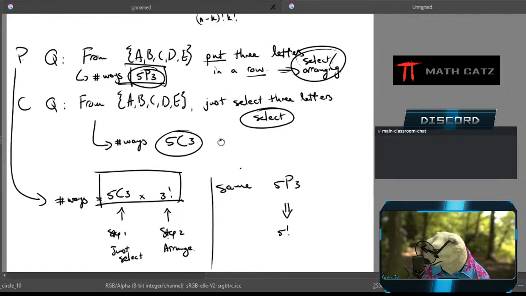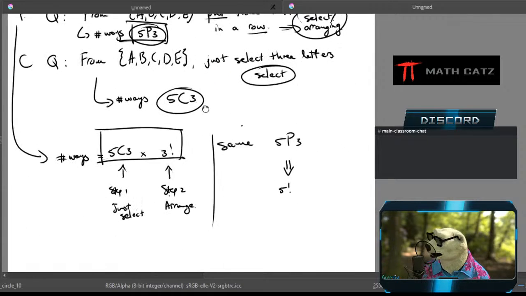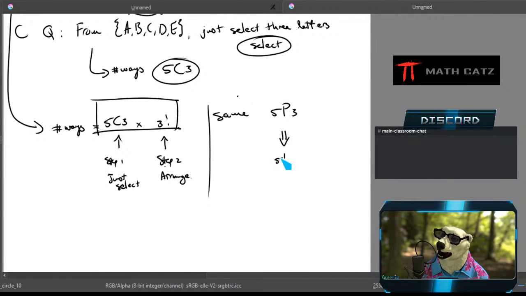Let's go up here. Where's my hand? Well, yeah, okay, it's 5 factorial. 5 factorial over the difference, right? 5 minus 3 factorial. Instead of writing 2, I'll match the formula.